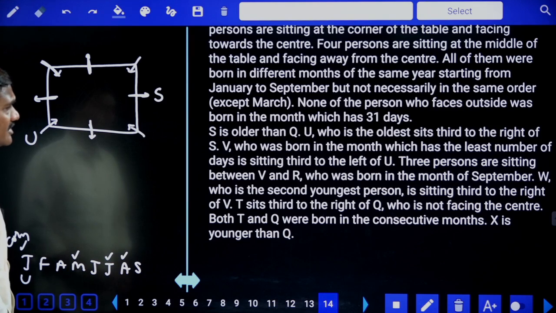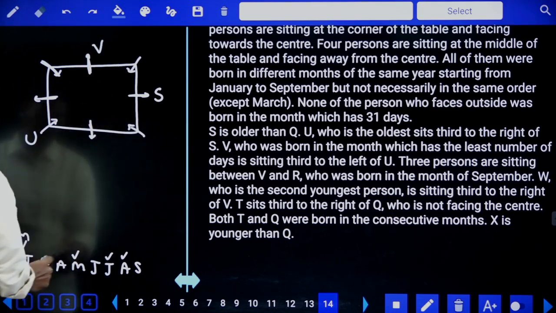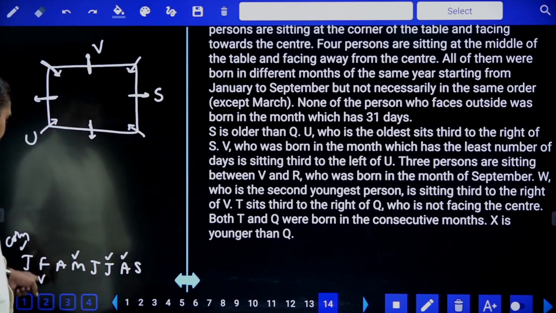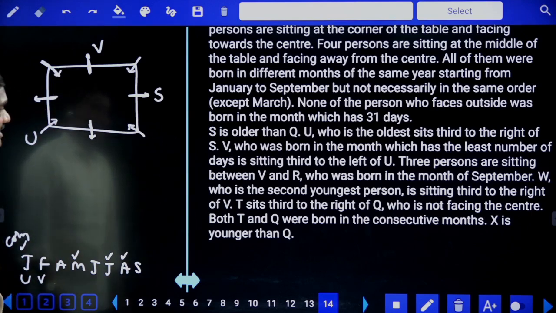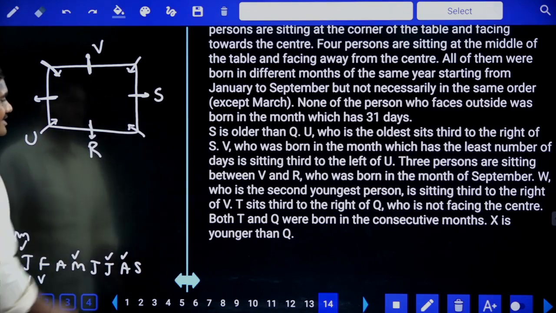V who was born in the month which has the least number of days is sitting third to the left of U. 1, 2, 3, V is here. Now V is born in the month of which one? February. Least number of days means February. So V must be in February. And the next one: sitting third to the left of U. 3 persons are sitting between V and R. Between V and R, there are exactly 3 persons.